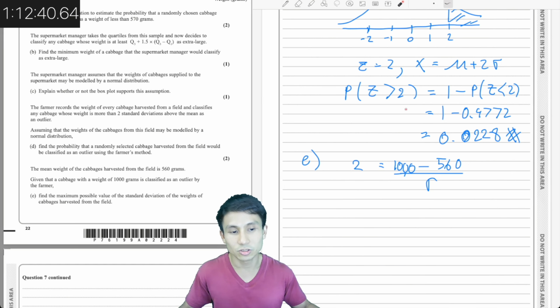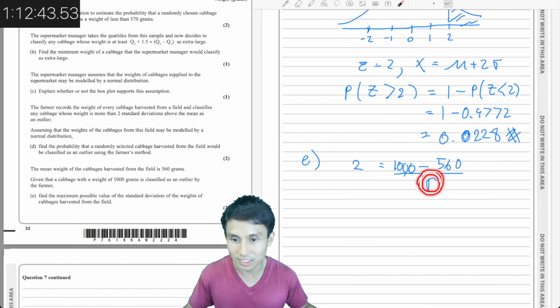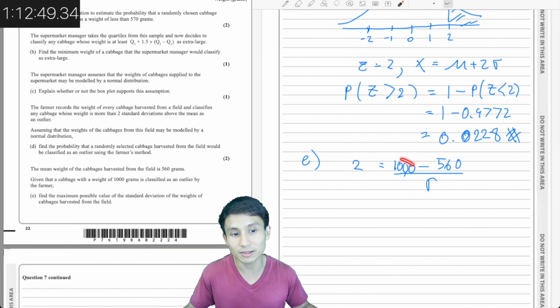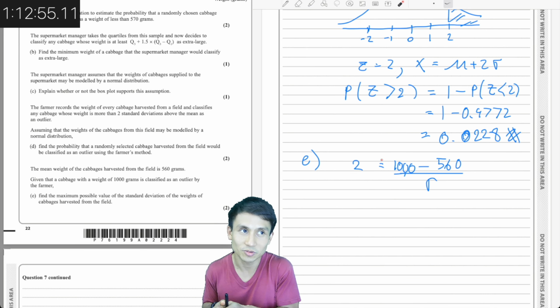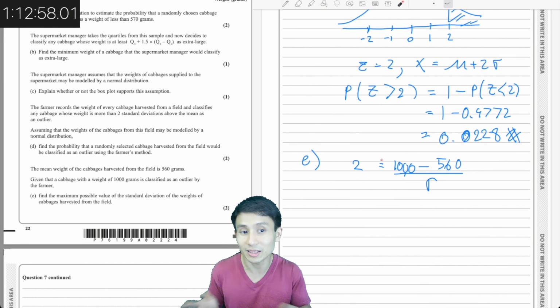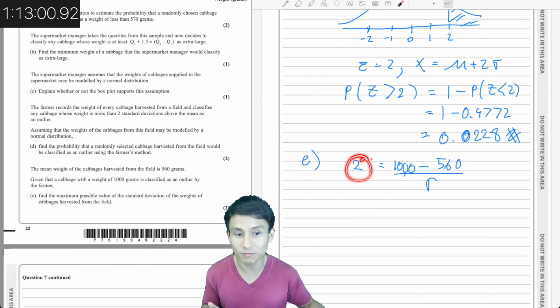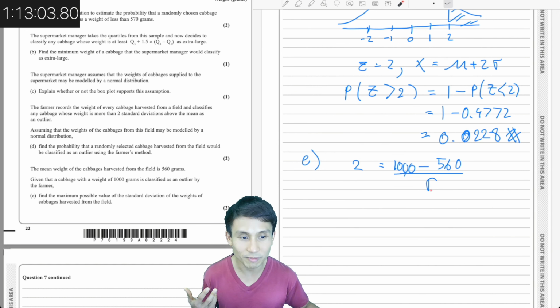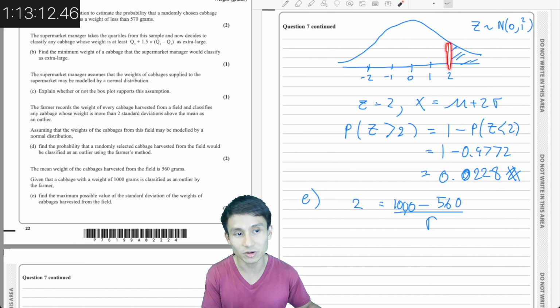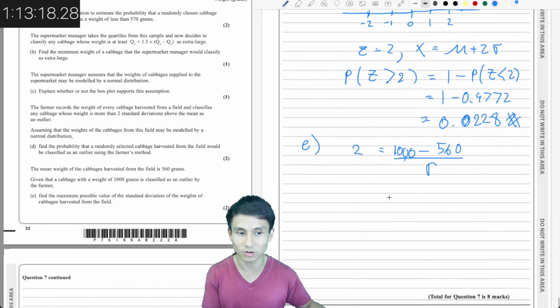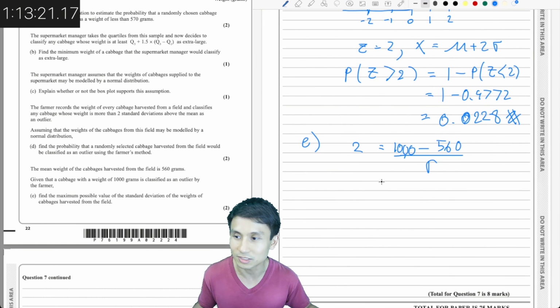So if sigma is maximum, that means this has to be smallest. It could be more if 1,000 is more than just being a critical outlier. Let's say 1,000 is greater than that critical value, then this value would have been more than 2. But because we want the maximum possible standard deviation, we want to make this minimum, and the minimum Z value required to be at critical is just 2. You could have more than 2, but 2 is the critical value. So basically just solve for sigma.